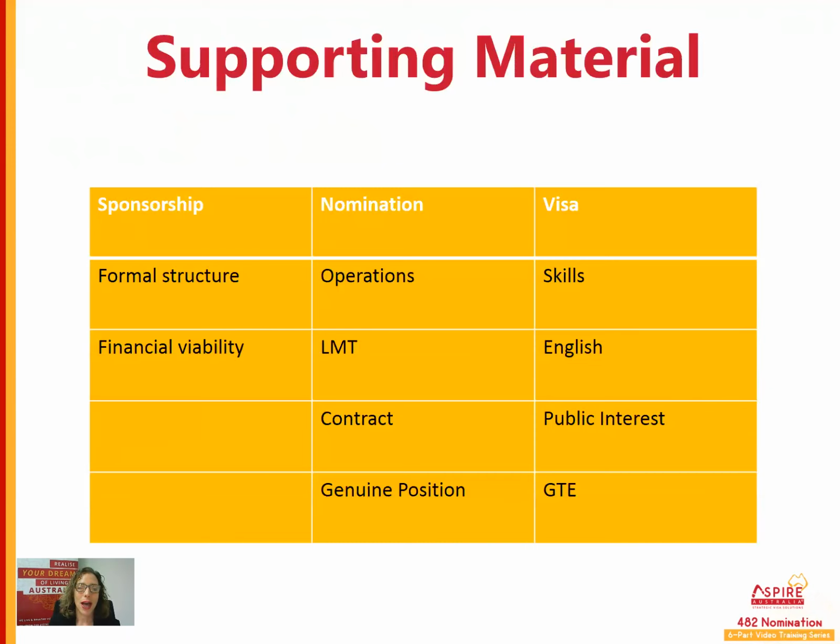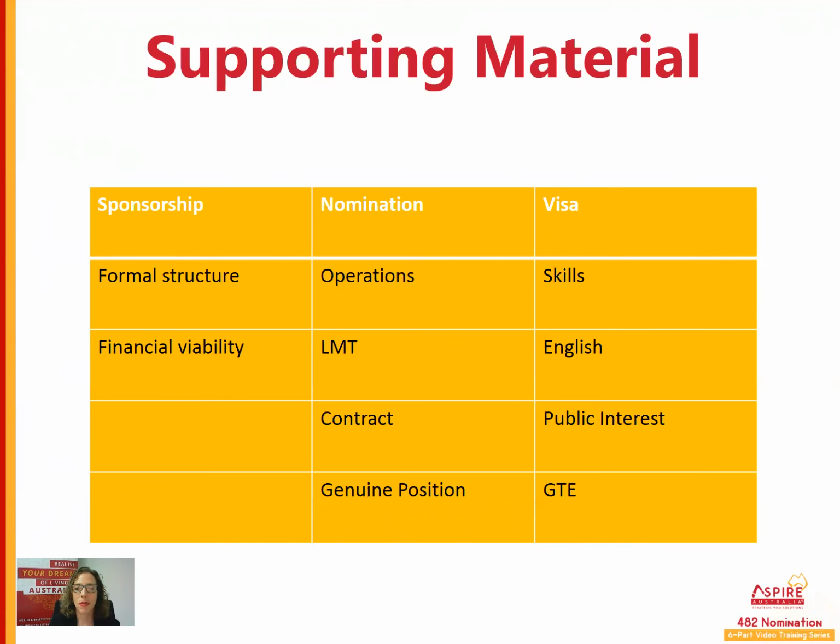Every application should have sufficient supporting material attached at the time of application so the case officer can make an immediate decision. In this video series, we're concentrating on the nomination application. Before you can lodge a nomination, you must have a sponsorship application lodged and approved. To lodge a sponsorship, you must show the formal structure of the business, for example, the ASIC, the ABN, any trust details. You must also show the financial viability of the business through provision of financial statements or statement from your accountant.